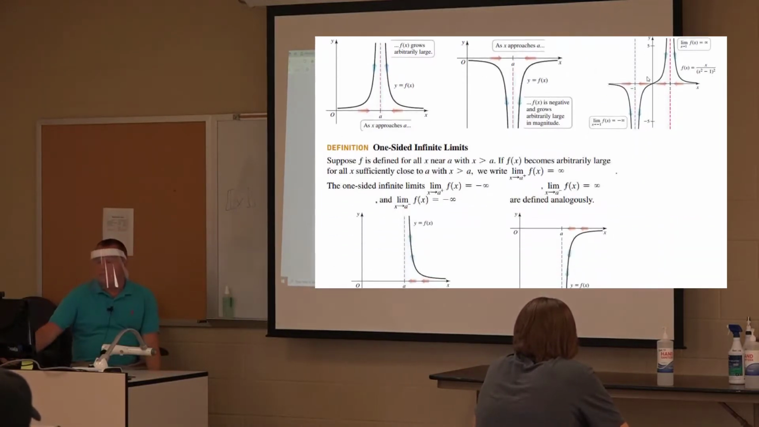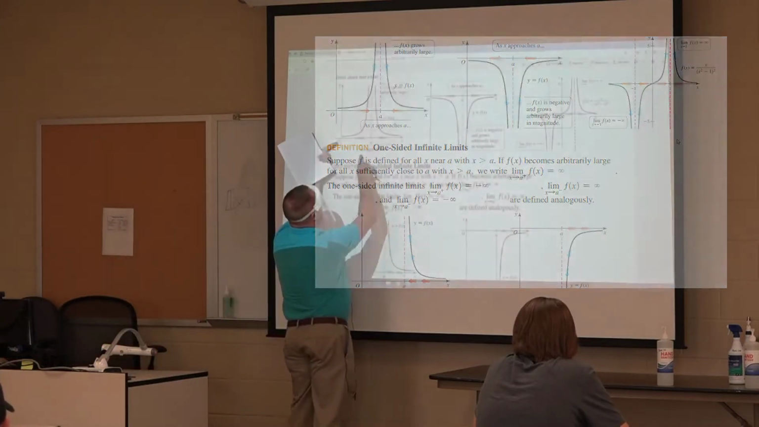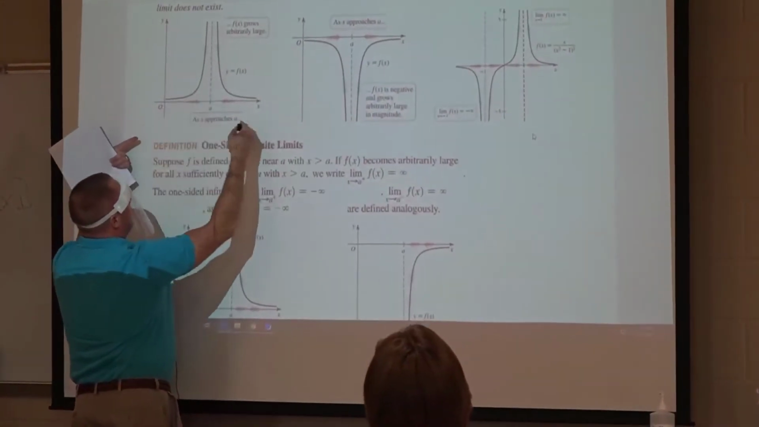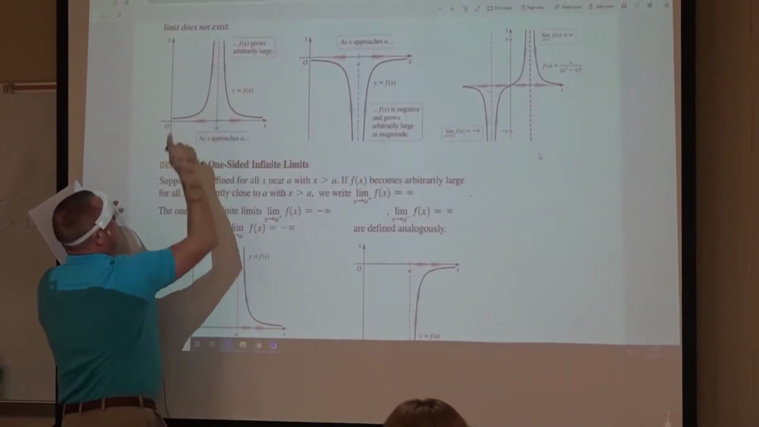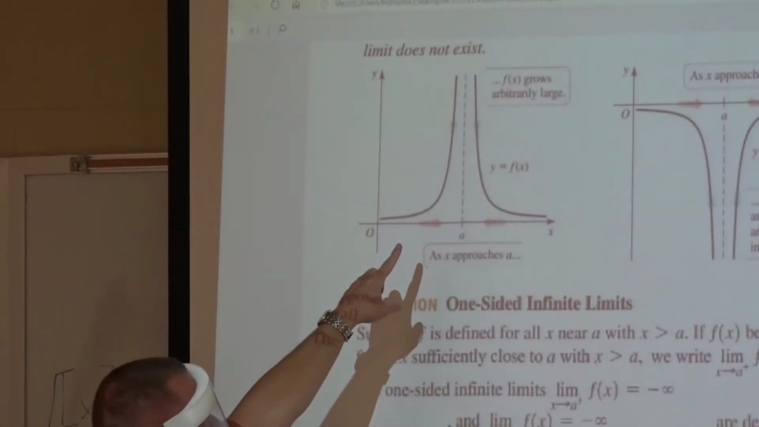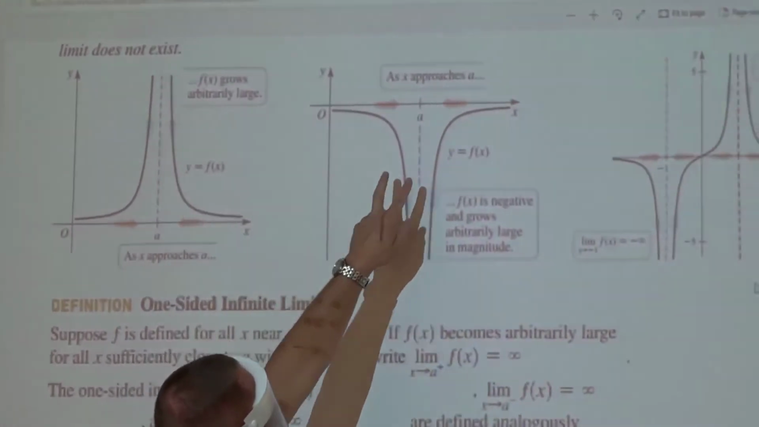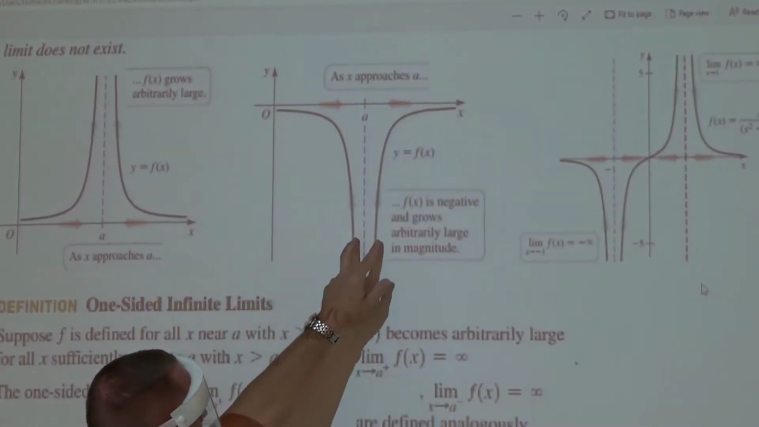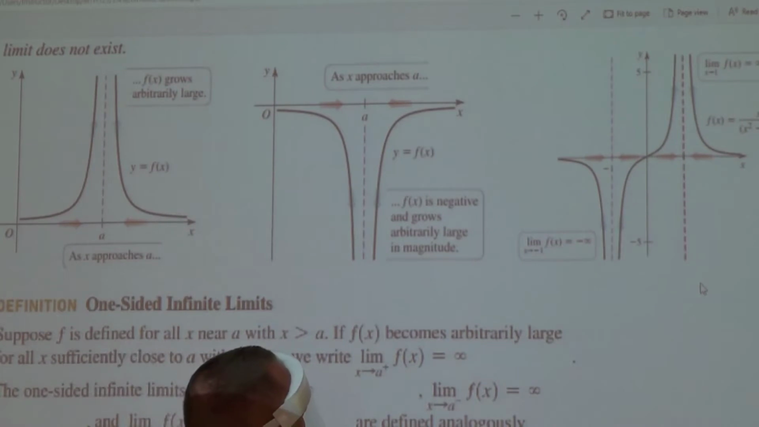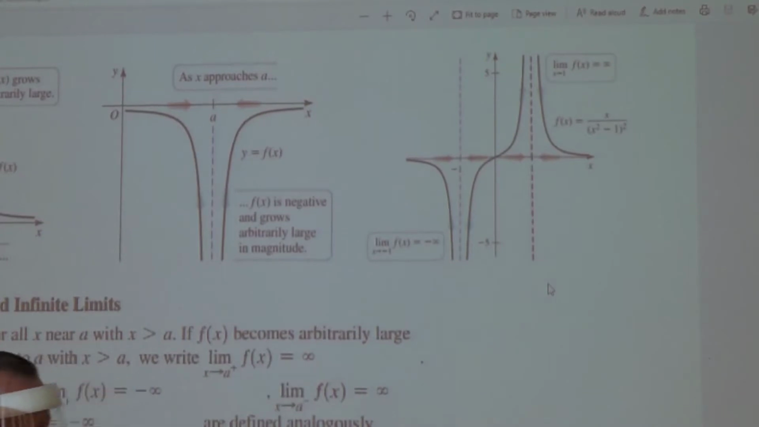Here is visually what's going on. As x approaches a from the left, it's going up, up, up. From the right, it's going up. So since it's doing the same thing from both sides, that limit would be approaching infinity. Here, as you approach a, the y values are going down, down, down, negative infinity. Here, same thing. All right, questions?